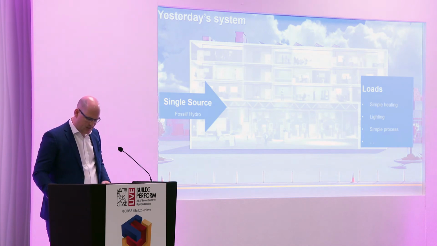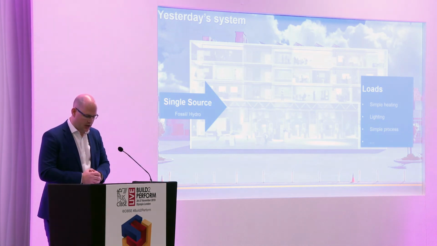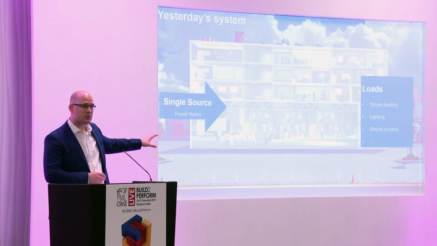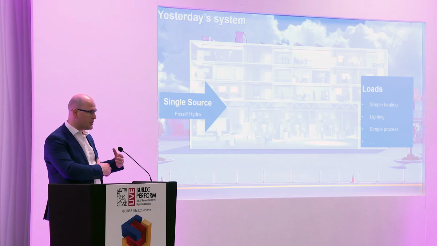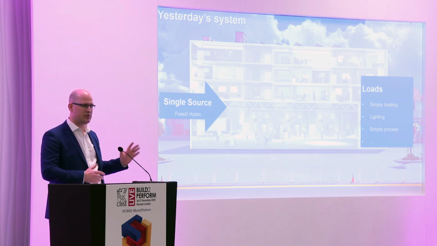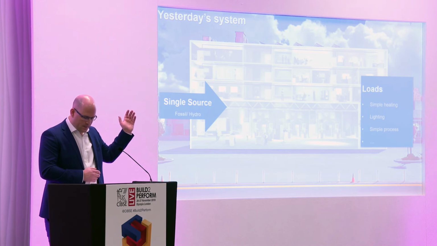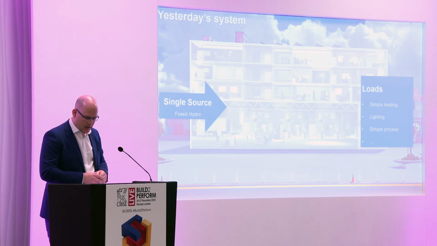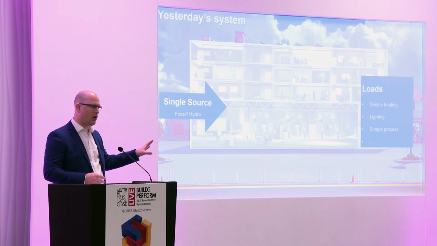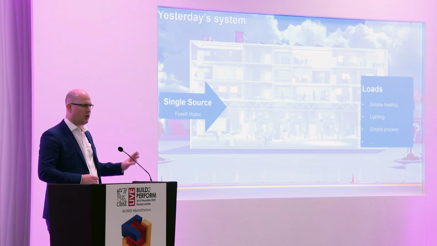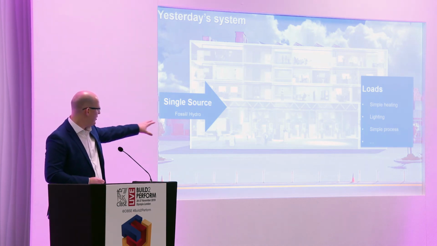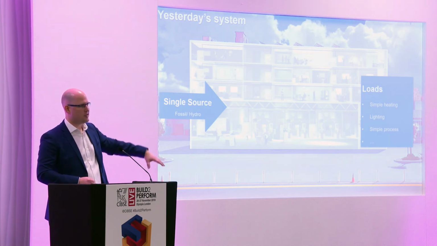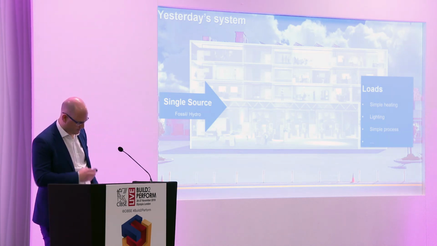So in yesterday's system, let's say 10, 15 years ago, the electrical ecosystem was fairly simple. Single source, fossil fuel, hydroelectric, doesn't really matter, a single external utility supply. But it was also supplying fairly simple loads: simple heating, lighting, and simple process. This bit's quite important. 15, 20 years ago, there's probably a lot less automation machinery on the floor of that factory, a lot more manual process. So single supply, simple, feeding simple loads.